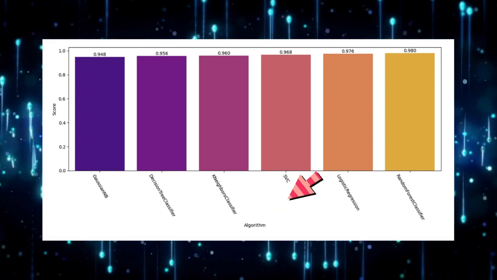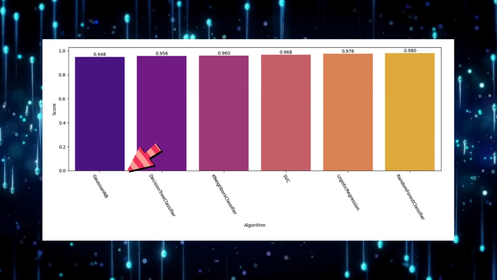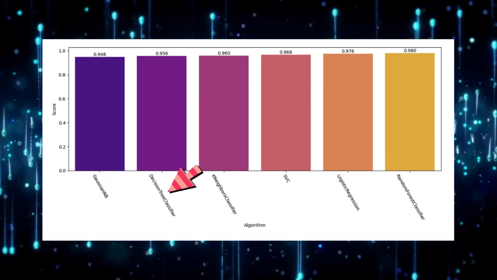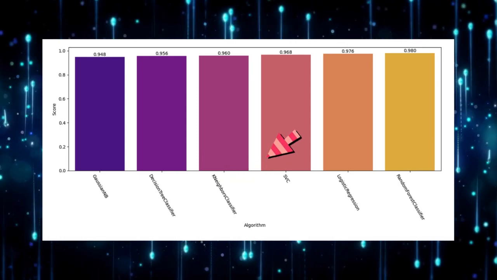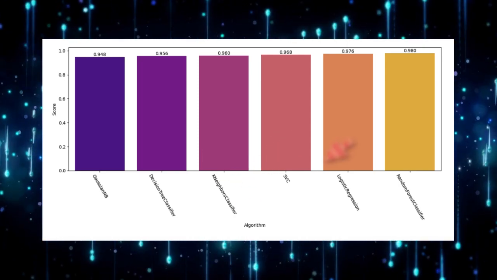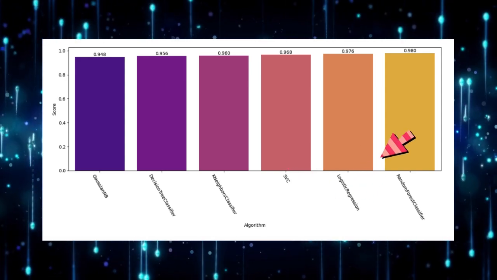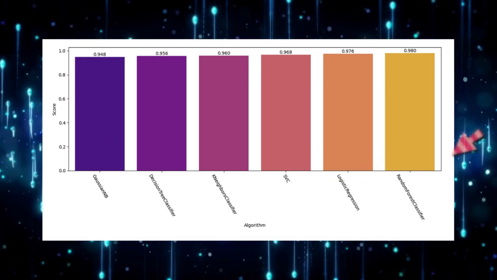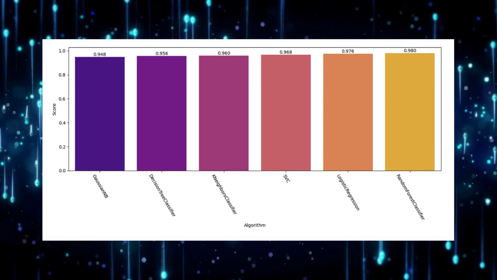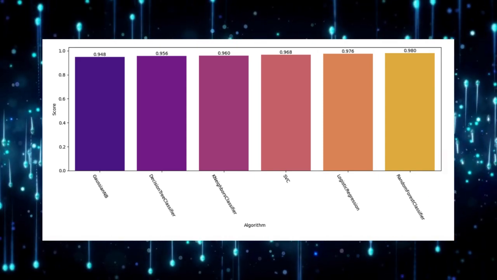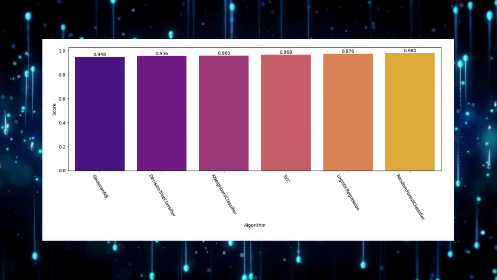Algorithms compared. The bar chart compares the accuracy scores of the following algorithms: Gaussian NB, a naive Bayes classifier; decision tree classifier, a decision tree algorithm; k-neighbors classifier, a k-nearest neighbors algorithm; SVC, a support vector classifier; logistic regression, a logistic regression model; random forest classifier, a random forest classifier. Accuracy scores. The height of each bar represents the accuracy score of the corresponding algorithm. Higher bars indicate better performance.